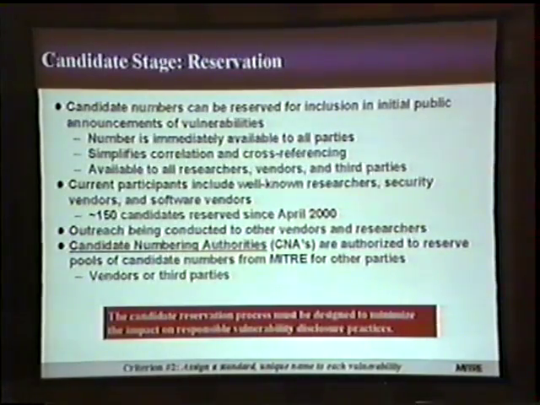So if you read, for example, advisories from At Stake or ISS or NAI or CERT or Microsoft or a number of other organizations, the first-time publications of those advisories will often include candidate numbers. That way you get your candidate numbers as soon as the problem itself gets published. We're working on expanding that.